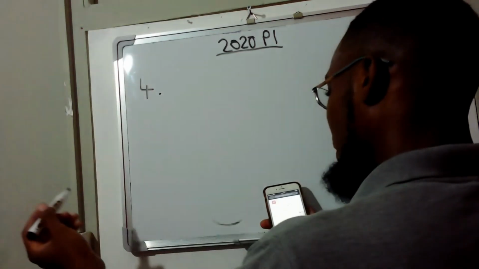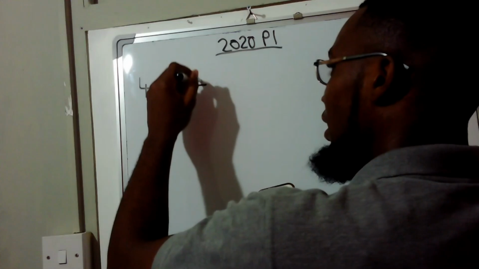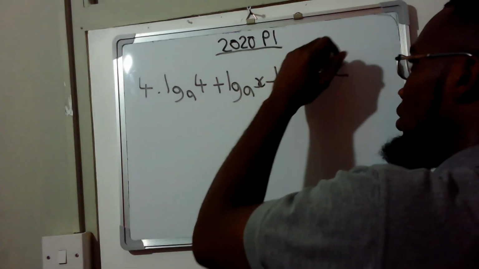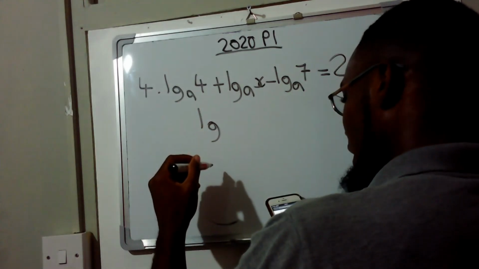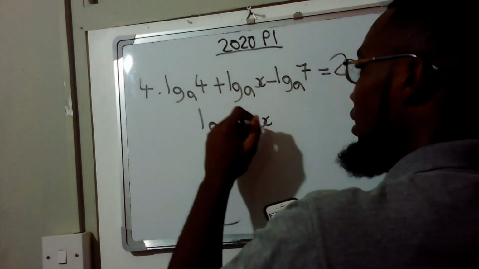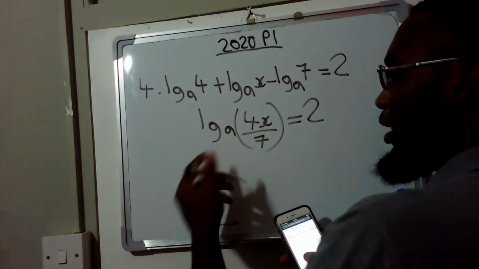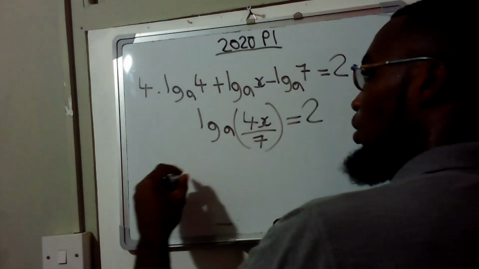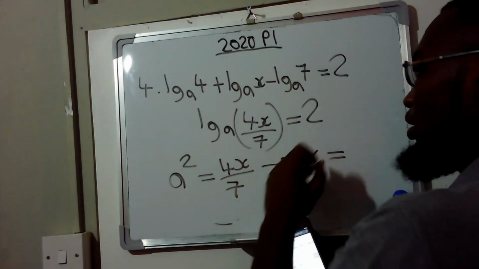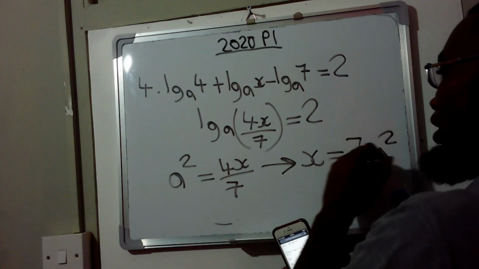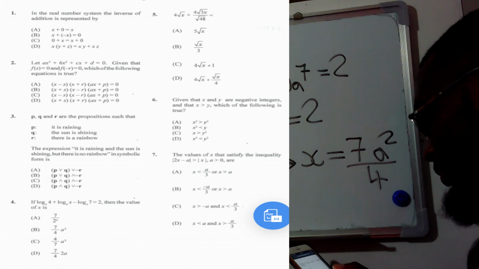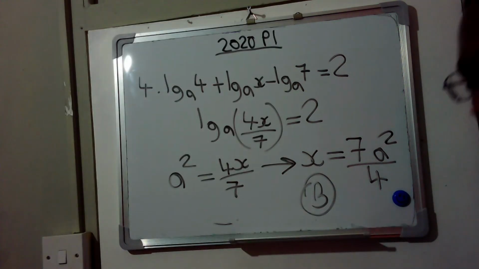Number 4, I'm sure it is a repeat, but I don't remember what the answer is. It has log to base A of 4 plus log to base A of x minus log to base A of 7 equals 2. I write it as 1 logarithm: log to base A of 4x over 7 equals 2. So a squared is equal to 4x over 7. Make x the subject: cross multiply, we get x equals 7a squared over 4. That's option B. That's number 4.